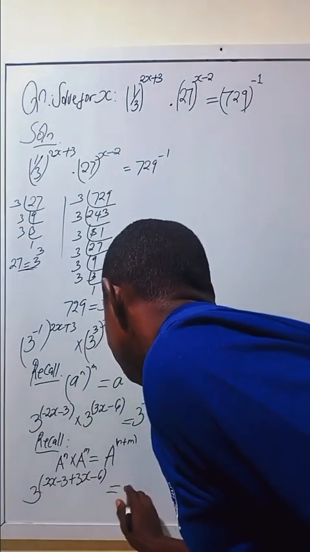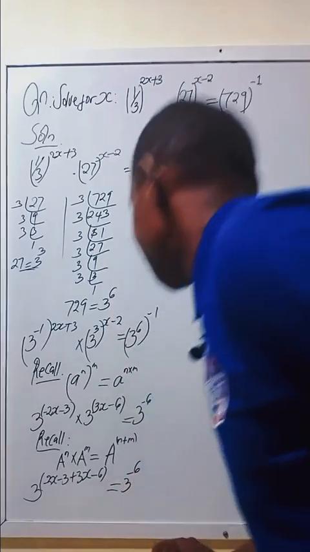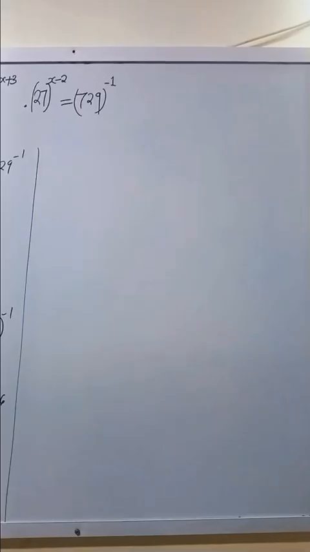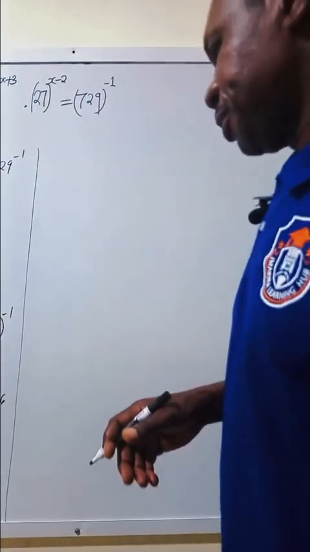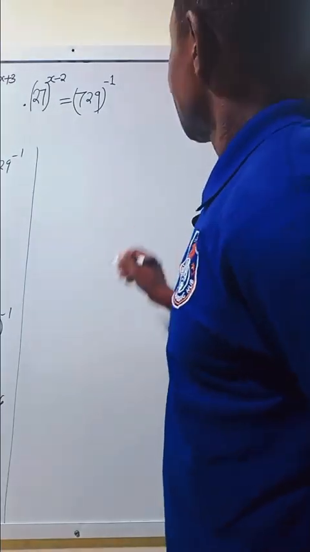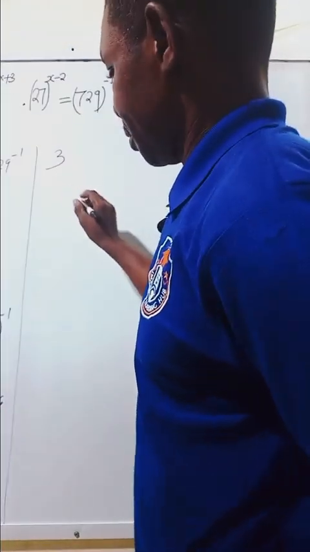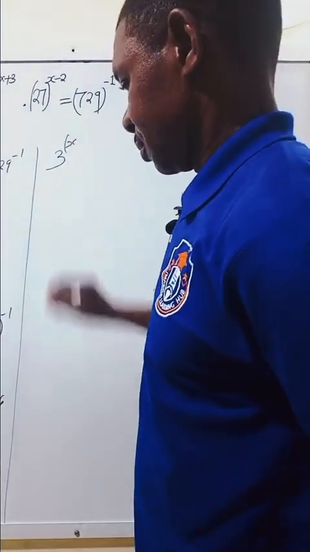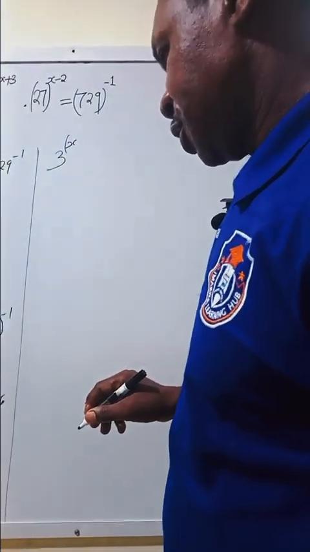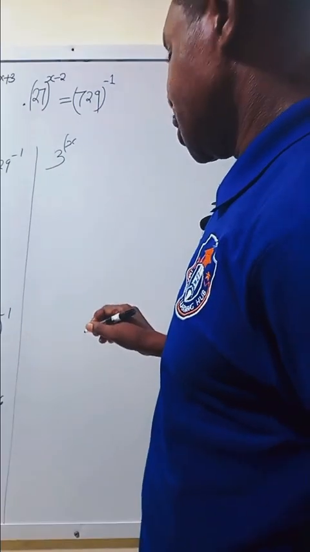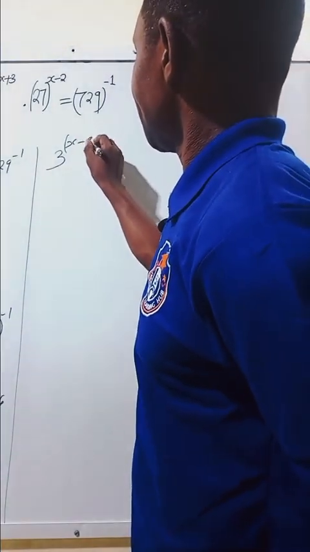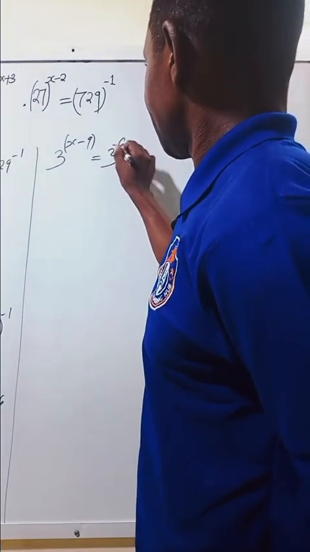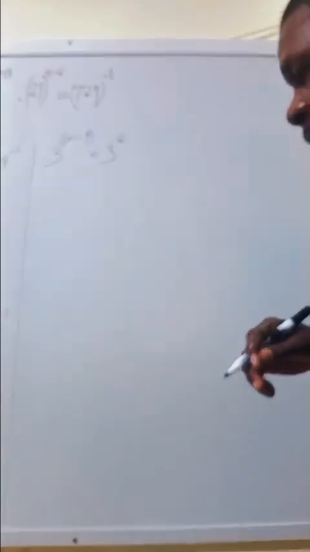On the right hand side, we shall have 3 to the power negative 6. So negative 2x plus 3x gives us x. Then negative 3 plus negative 6 gives us negative 9. This will be equal to 3^(-6), like that.